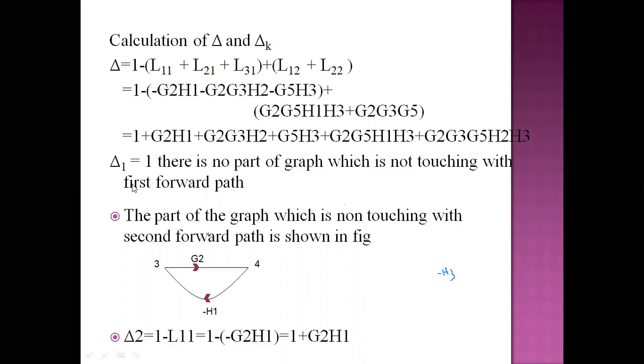Next, we have to find out del 1 and del 2. Del 1 becomes 1 because there is no part of the graph which is not touching the first forward path. Considering the second forward path, the part of the graph which is non-touching with the second forward path is node 3, 4 and the signal coming back to 3. So its gain value is G2 into minus H1. So del 2 becomes 1 minus of minus G2 H1, which will become 1 plus G2 H1.